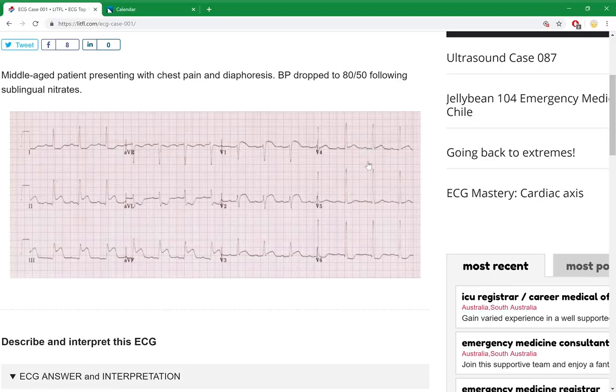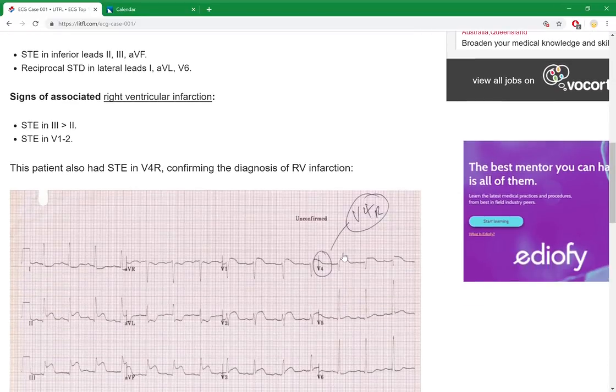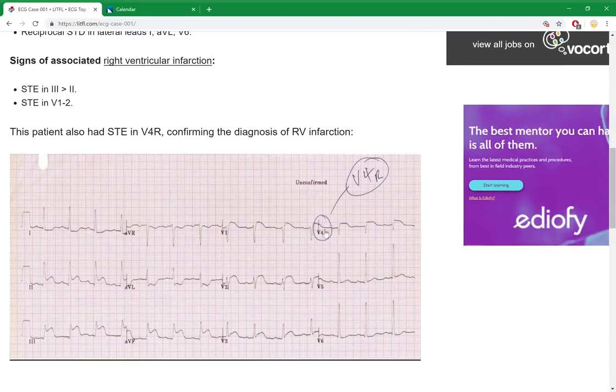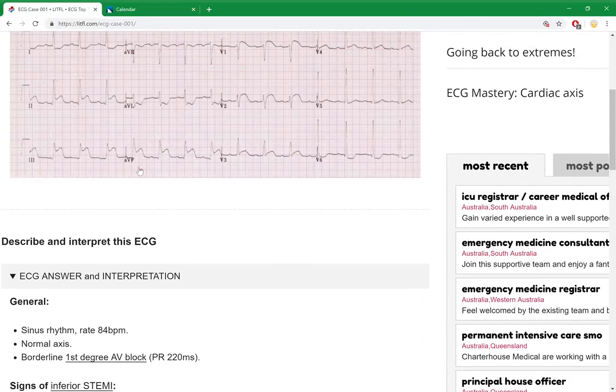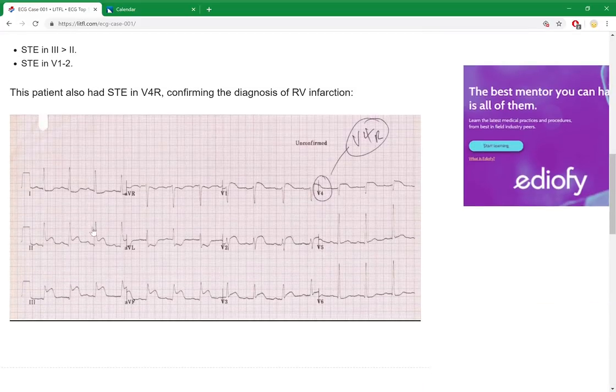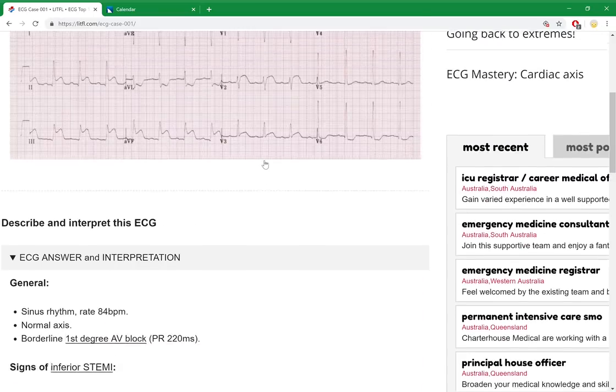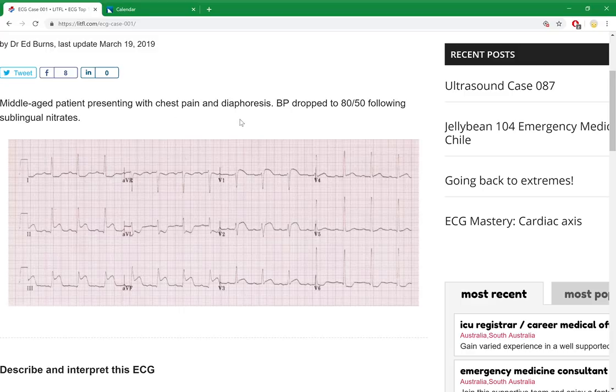And now you're really directly measuring the right ventricle myocardium. So when they do the V4R, you print it out, you scratch out V4, or you just notify that it is a V4R, and you have ST elevation. So this is definitely an inferior STEMI of the right coronary artery, specifically occluding the right ventricle, which is really bad. And the reason the blood pressure drops with the sublingual nitro is because it's dropping preload.